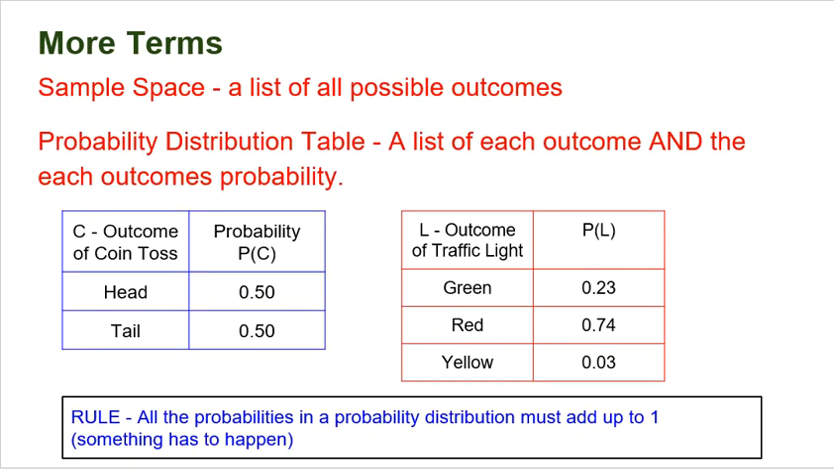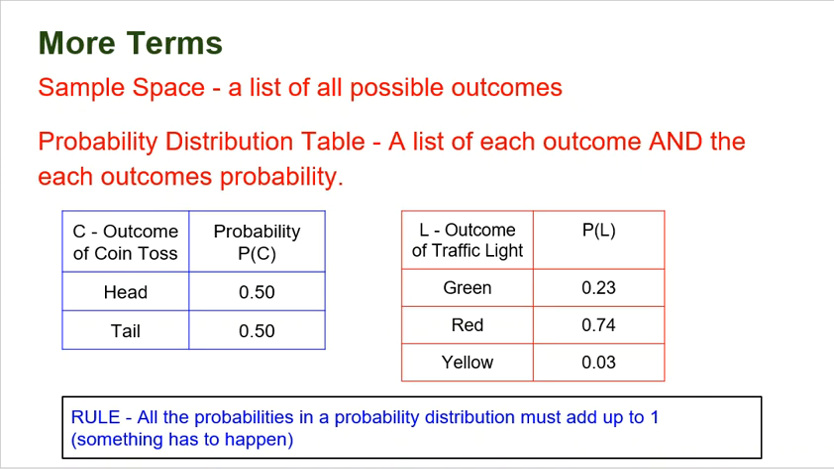All right, a couple more terms coming at you fast. All right, sample space. A sample space is a list of all possible outcomes. Now, sometimes that list is pretty short. Sometimes that list can be pretty long. It all depends. We're going to explore more and more as we learn more of this unit. Now, a probability distribution table is actually pretty nice. A probability distribution table is simply a list of all the outcomes. So it's partly a sample space. But then next to each outcome is the probability of that outcome.